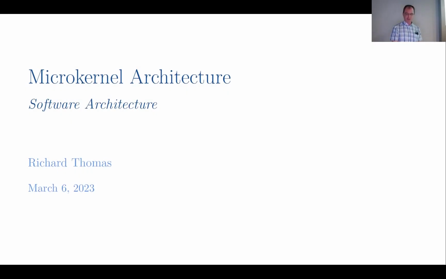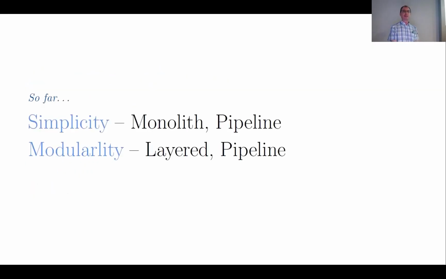So what is a microkernel architecture? How on earth did we come up with this name? Well, we're going to go back. We talked about in the first week this idea of quality attributes. We need to consider quality attributes when designing an architecture because we need to ensure our architecture is going to deliver those quality attributes.